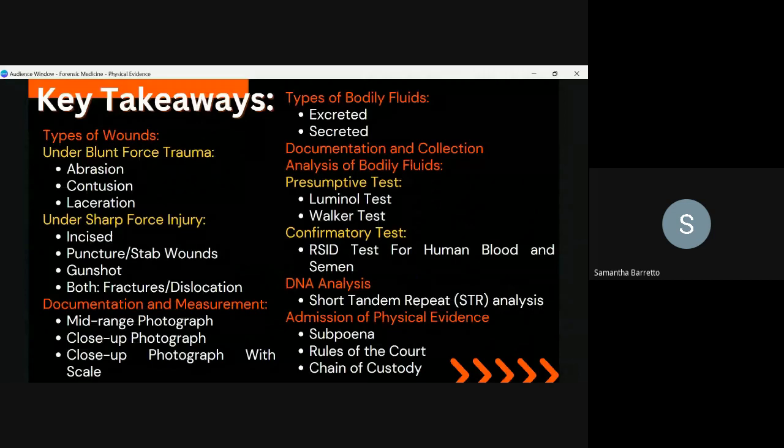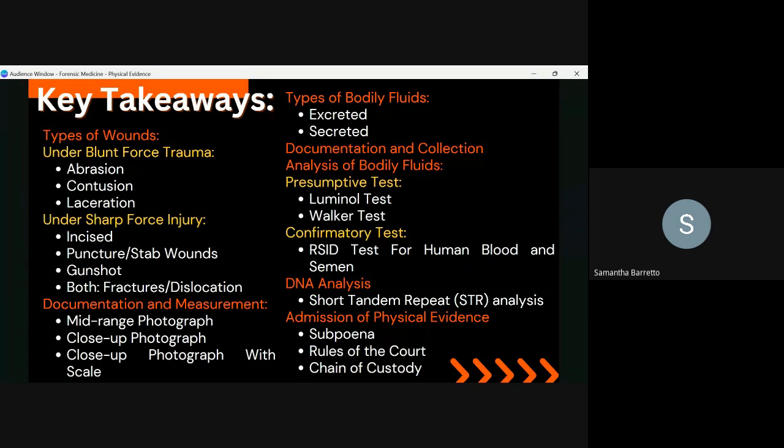And now, to summarize our report, we have concluded that there are two types of wounds, which are blunt force trauma and sharp force injury. Under blunt force trauma, we have abrasions, contusions, and lacerations. Under sharp force injury, we have incised, puncture or stab wounds, and gunshot. While fractures and dislocation can both be a result of blunt force trauma and sharp force injury. As for the documentation and measurement of physical evidence, we have three vantage points, which are the mid-range, close-up, and close-up photograph with scale.